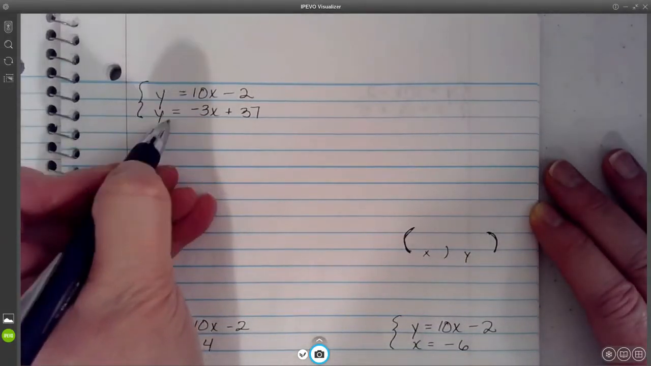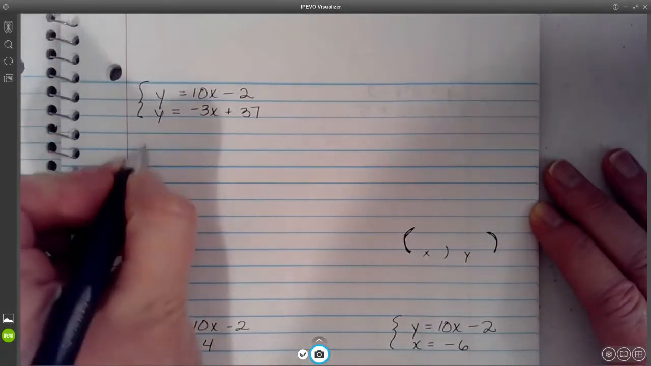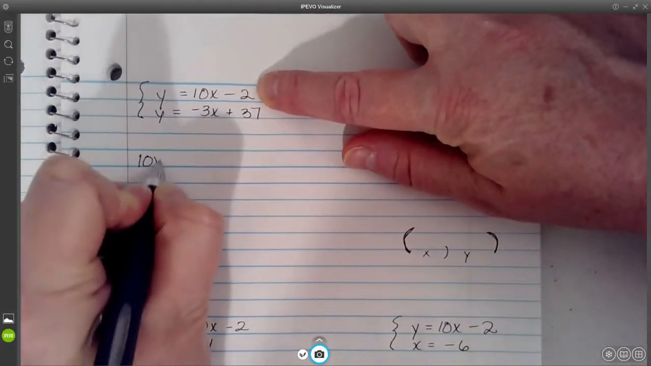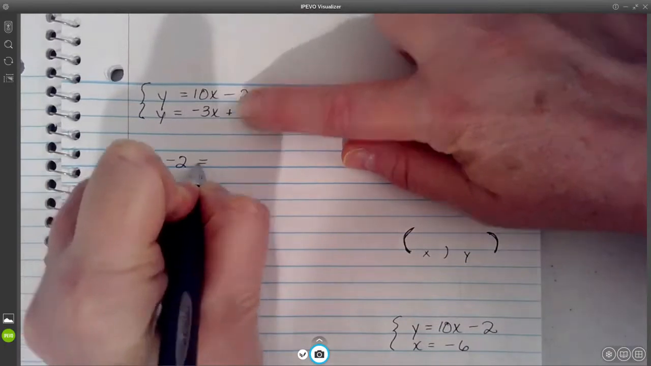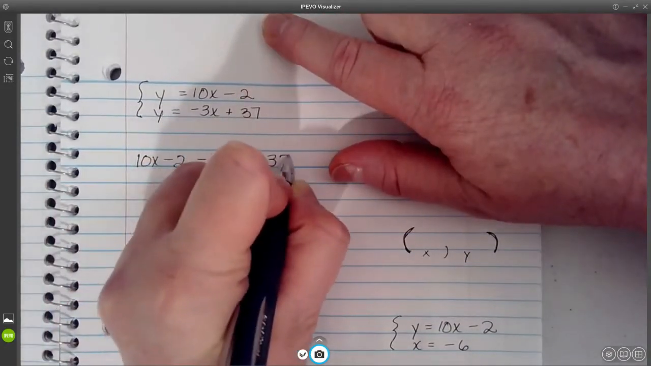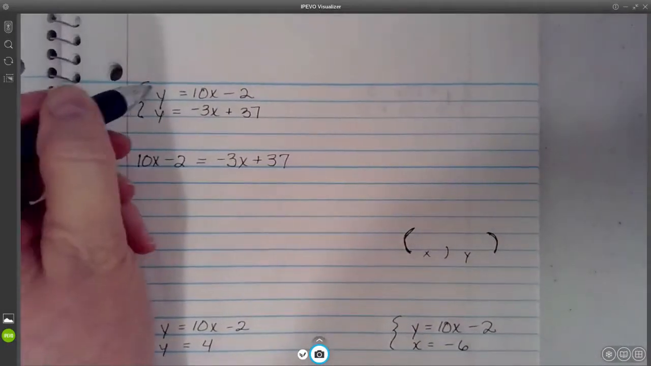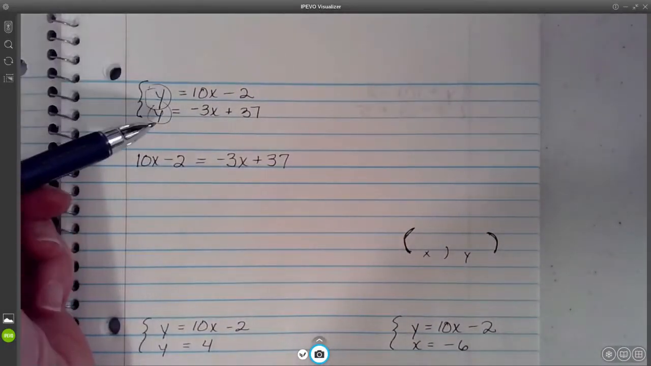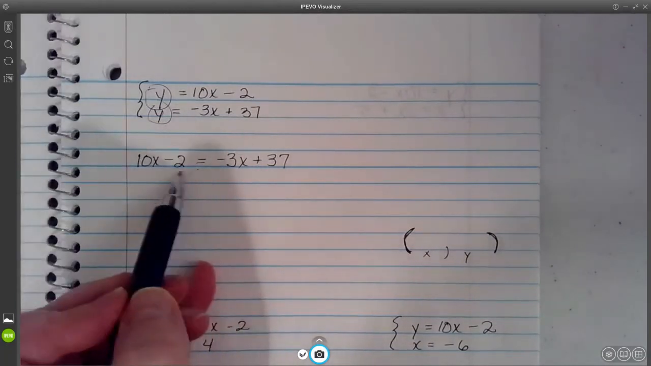Starting at the beginning of the week, if they were both y equals, we did what was called the equal value method. We took the first equation, 10x minus 2, and we said that equals the second equation, negative 3x plus 37. Why can we do that? Because they both say they equal y. If they both equal y, then they equal each other.